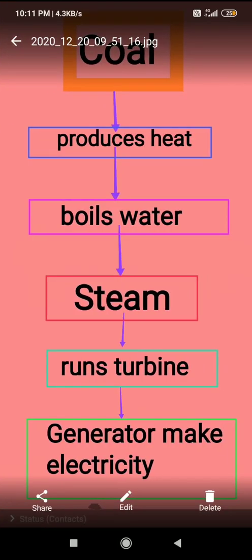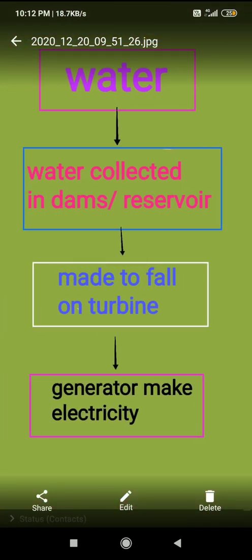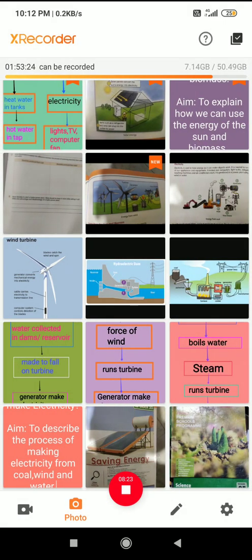Second one, you have to draw the flowchart to explain the difference between the process of producing the electricity from coal and the wind. Here I am showing, this is the flowchart we call, right? So this is coal, windmill and water, right? So what you have to do, you have to draw in the boxes.